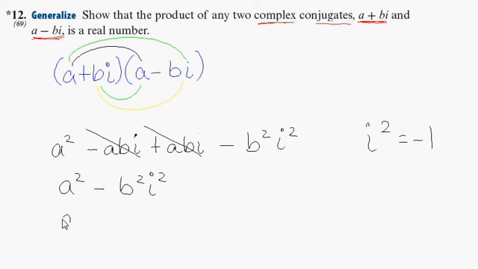So what we have now is a squared minus b squared times negative 1, which means we have a squared plus b squared as our final value. And those, as you know, are both real numbers. There are no imaginary components to this number. So you have just proven that the complex conjugates is a real number. It's going to come in handy a little bit later, okay?